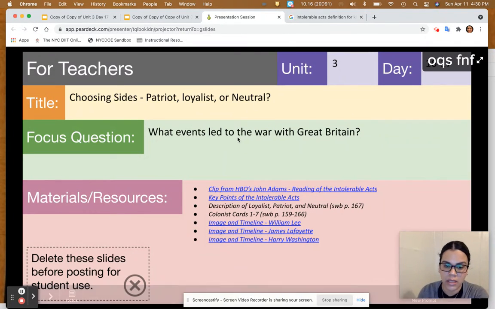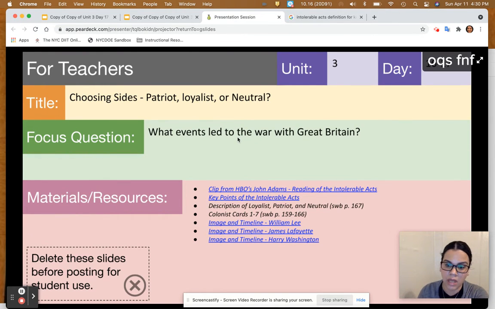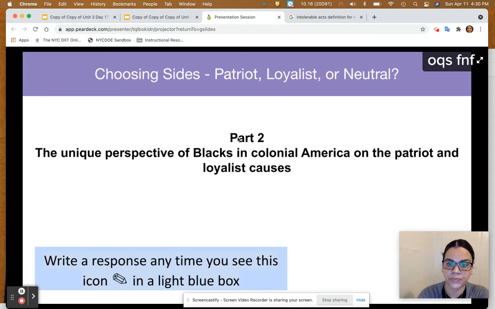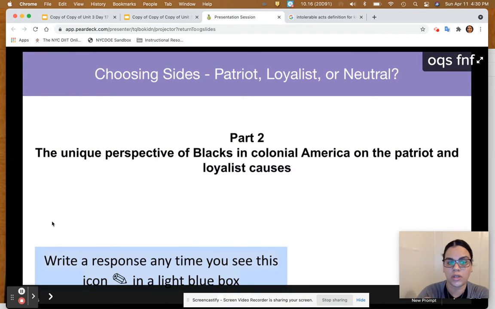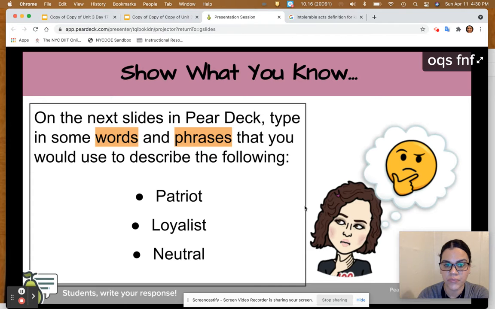Some of the scaffolds that you'll see in this presentation are building background knowledge, developing vocabulary, and giving access to grade level content. In Part 2, we're looking at the unique perspectives of Blacks in colonial America on the Patriot and Loyalist causes. Our lesson objective is to explore hypothetical scenarios and secondary sources to explain how a person's identity in colonial America impacted their perspective on the Patriot and Loyalist causes.